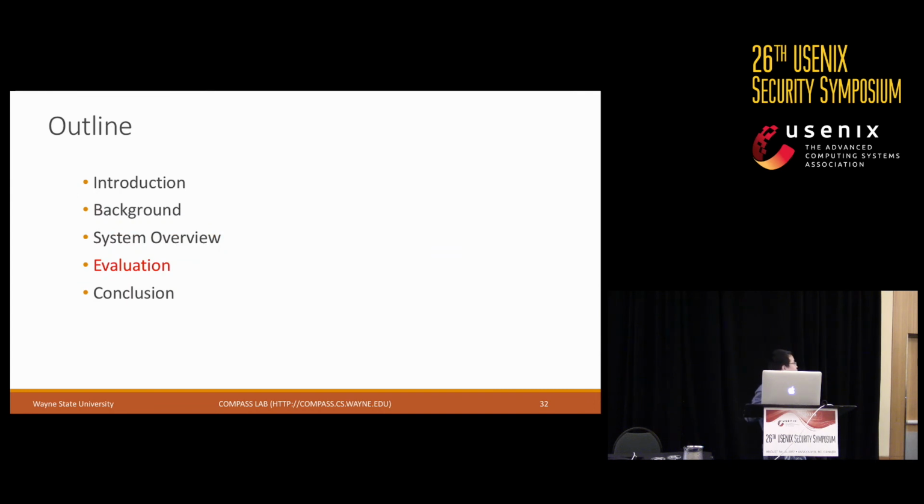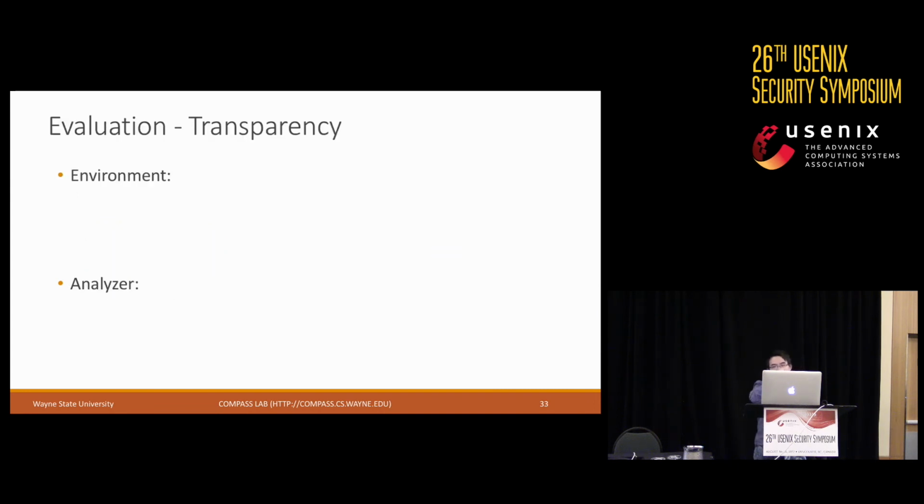Now let's get to the evaluation. First of all, let's check the transparency of Ninja. Recall the transparency requirement we mentioned earlier. We have an environment and we have an analyzer. We have some requirements on the environment and the analyzer. In our system, Ninja uses TrustZone as the environment, and the execution of the analyzer is inside the secure domain. Since the hardware features guarantee the isolation of the non-secure domain and the secure domain, we can say that our environment is isolated.